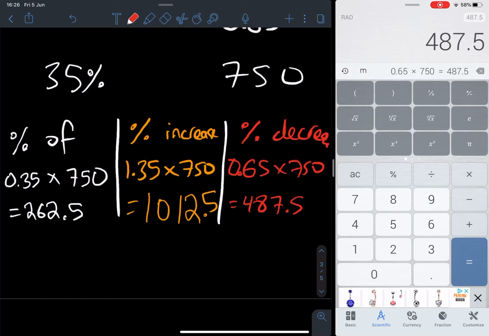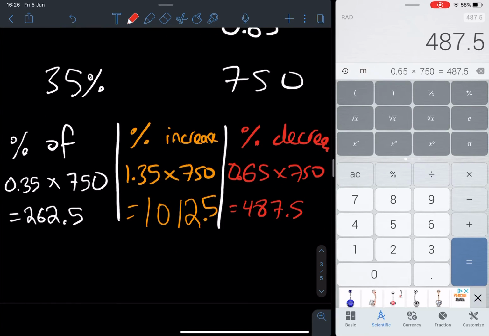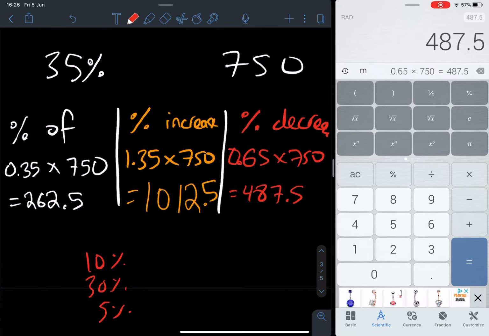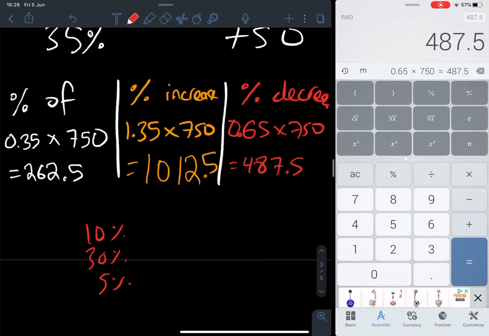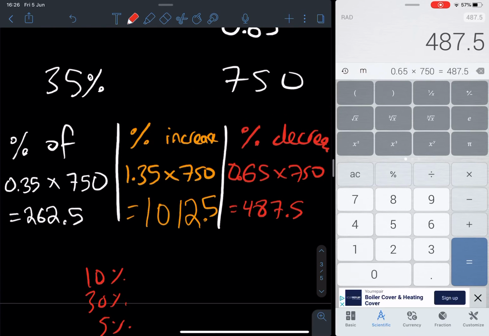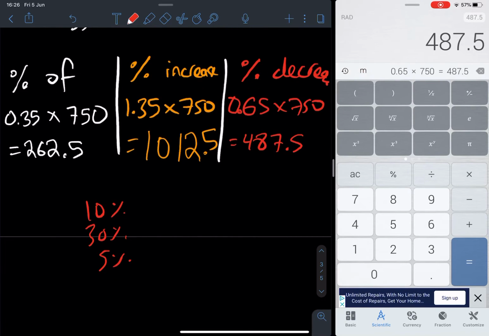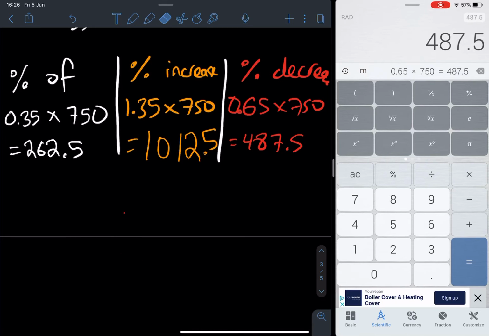Now, this is exactly what you would have done if you were working at the 10% method. If you're working at the 10% method, manually you do 10%, you do 30%, you do 5%, and if you're working out a percentage of an amount, you'd just work out your answer. If it was a percentage increase, you'd add it on to 750, which is 1012.5, and if you're working out a percentage decrease, you would take it away from 750, which would still give you these exact same answers.